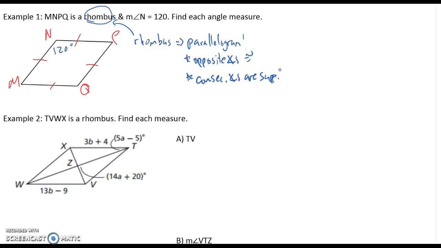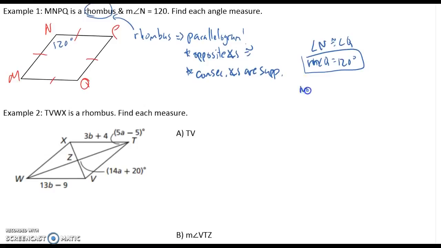So we can use that. That's supplementary. Okay. So we can use that information now to figure out the rest of these missing angles, right? So that means angle N needs to be congruent to angle Q because we have opposite angles. So that means the measure of angle Q is 120 degrees. There's one. Well, since we know our consecutive angles are supplementary, we would know that the measure of angle N plus the measure of angle P should add up to 180 degrees, right? So plugging in 120, I can figure out the measure of angle P is 60 degrees.